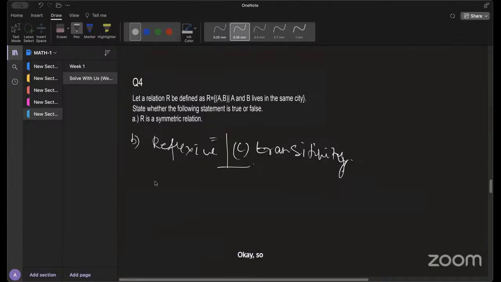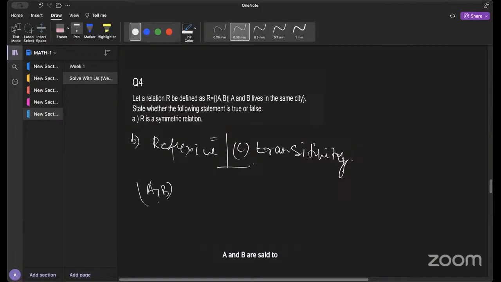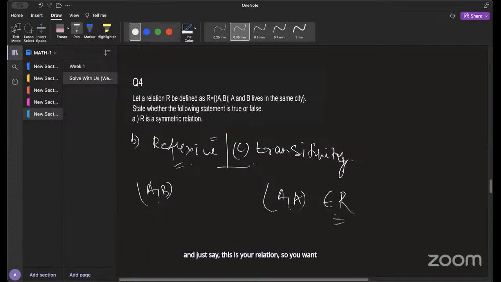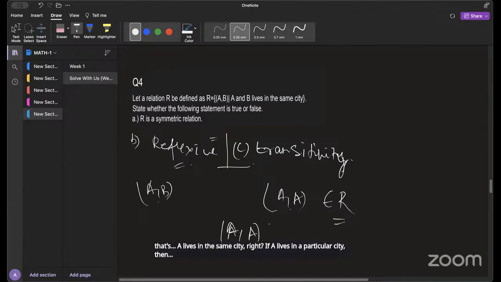Okay, so the question is A and B are said to be related if they are living in the same city. So let's just say first you check for reflexivity. For reflexivity, you need the pair A, A to be in the relation. Let's just say this is your relation. If A lives in a city, then A lives in the same city, right? If A lives in a particular city, then A will also be in that city. So the pair A, A is in R.